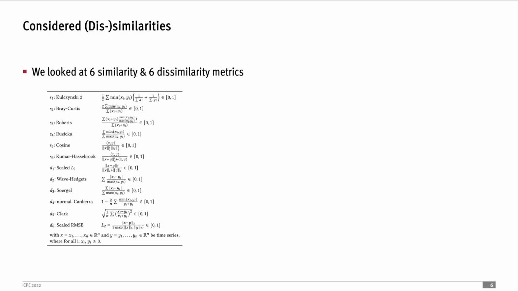And so what we did further is basically look at 6 similarity and 6 dissimilarity metrics to be able to measure, again, the similarity and dissimilarity between the single repetitions of an experiment.